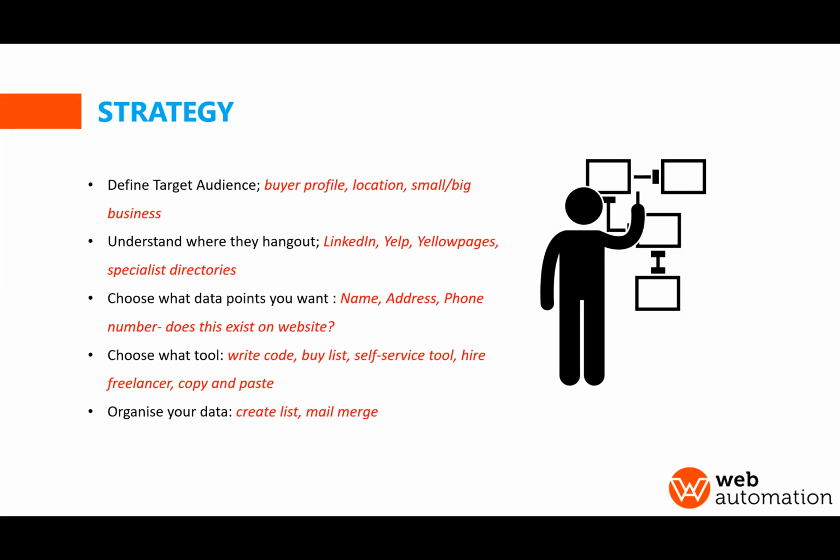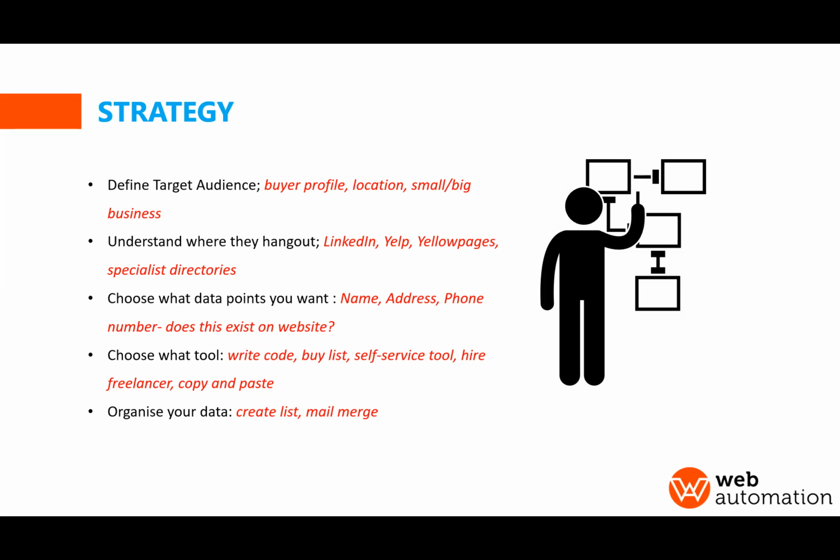If you're working for a big business, getting a generic email like info at or help at is probably not going to get you through to the right person. Getting a generic phone number wouldn't get you to the right person. So you need to map out that target audience and profile first. The second thing is you need to understand where do these people hang out? Are they hanging out on LinkedIn?